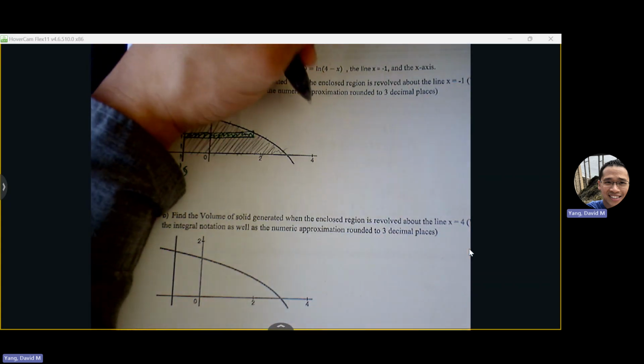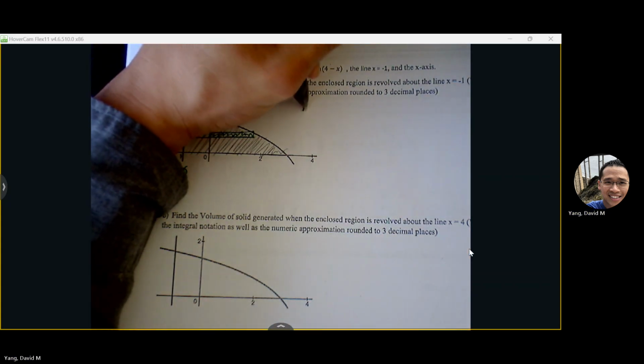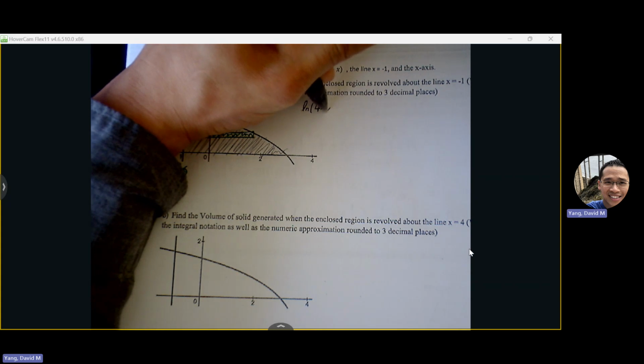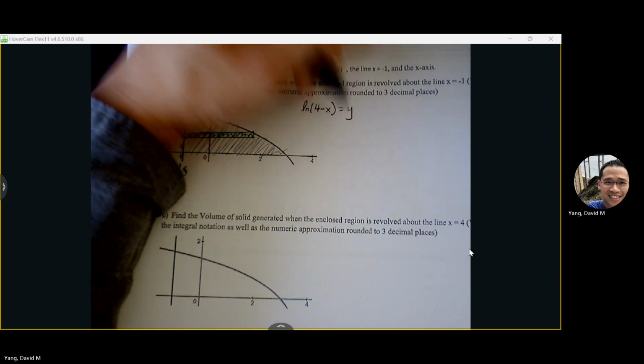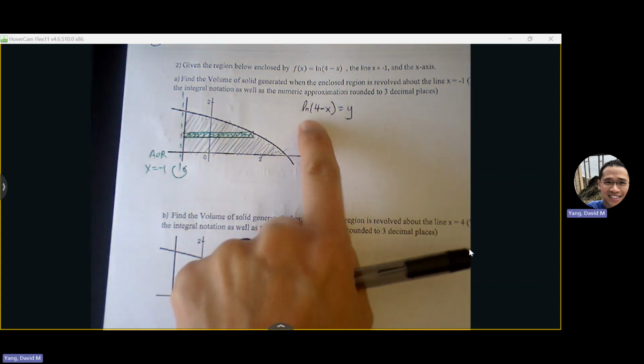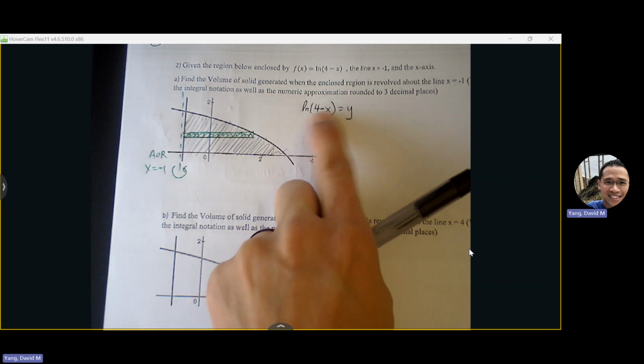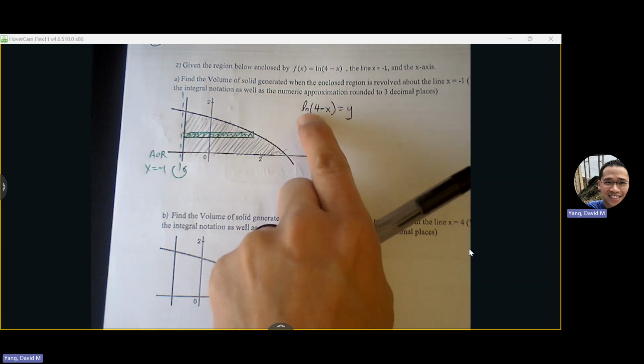So we're going to solve for x. To solve for x, we have to do some algebraic steps here. I want to solve for x. I have to get rid of that natural log, so I'll raise both sides with e as the base.